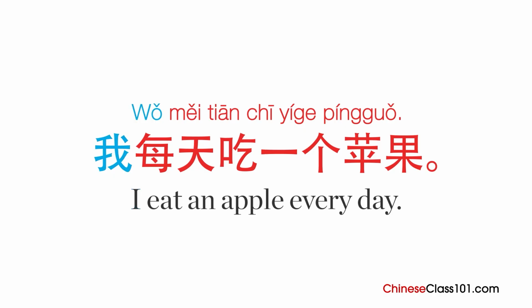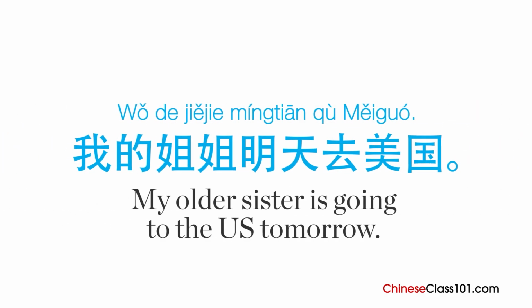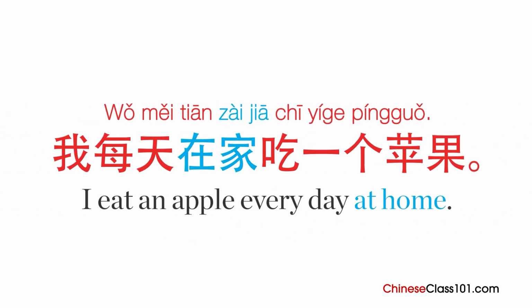So we have 我 I, 每天 every day, 吃 eat, 一个苹果 an apple. Subject plus time phrase plus verb plus objects. 我每天吃一个苹果. 我的姐姐明天去美国. 我的 my, 姐姐 older sister, 明天 tomorrow, 去 go to, 美国 the United States. My older sister is going to the US tomorrow. 我的姐姐明天去美国.